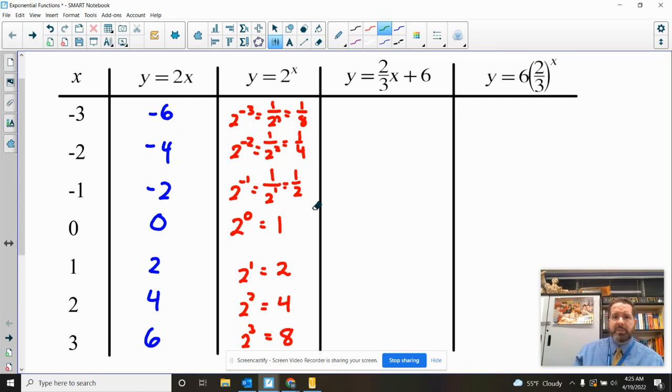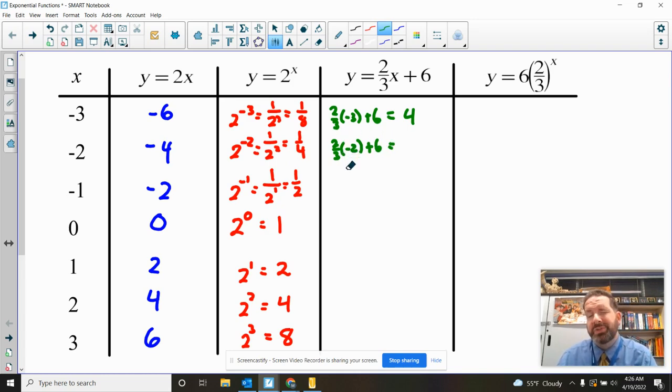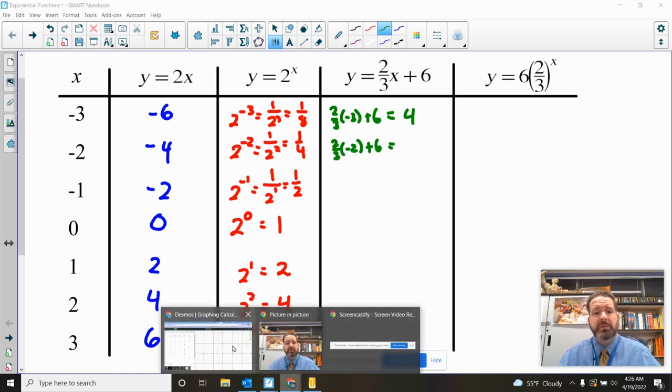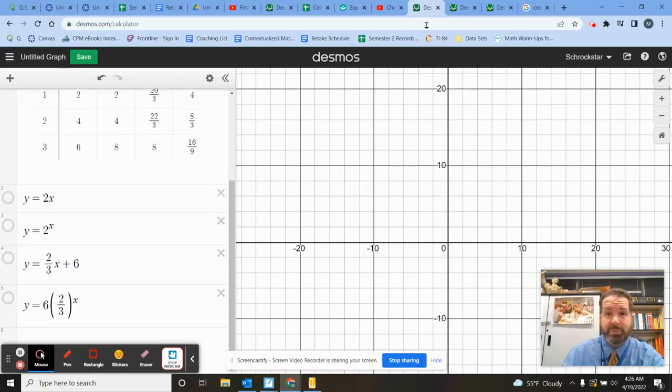Let's start at the top. Let's put a -3 in for the x. So 2/3 times -3 plus 6, what comes out? 2/3 of -3 is -2 plus 6 is going to give us a 4. Now when you put a -2 in, here's where I'm going to recommend we start using the calculator, only because it doesn't come out evenly. 2/3 times -2 is -4/3. And -4/3 plus 6 is just a fraction. And there's nothing wrong with that, but I want to make sure that we get that right.